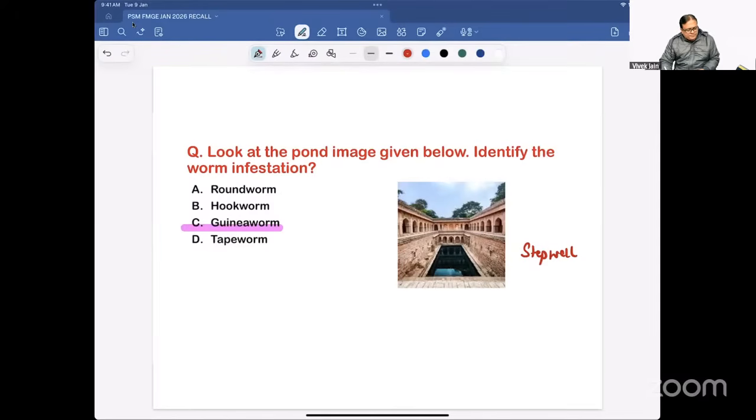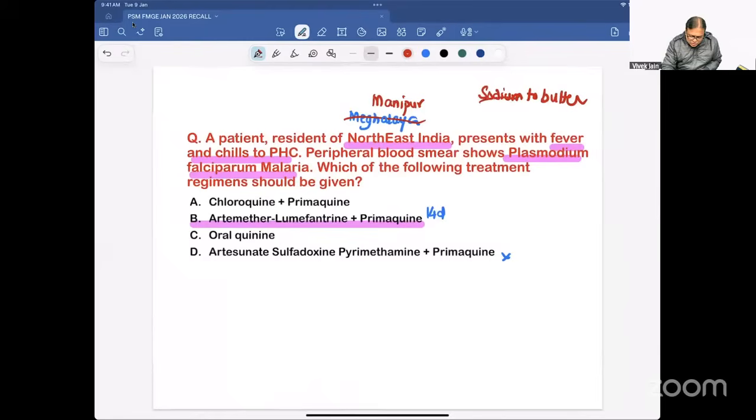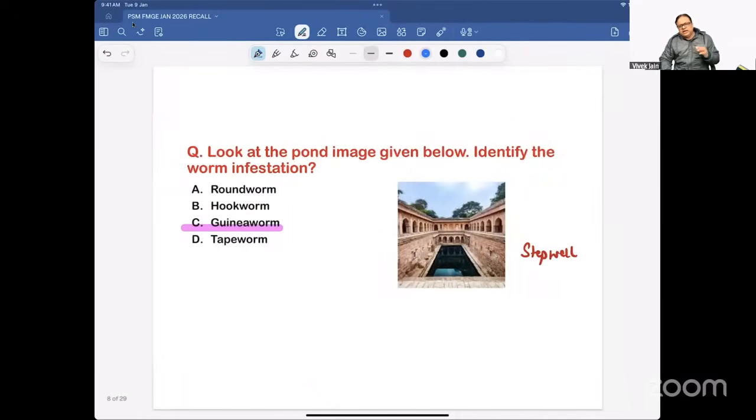Guinea worm. Vitamin A butter is food fortification, Dr. Priya. If you are saying it was not sodium but vitamin A, that is food fortification. So vitamin A and D is added to dalda oil also, butter also, that is fortification of food.